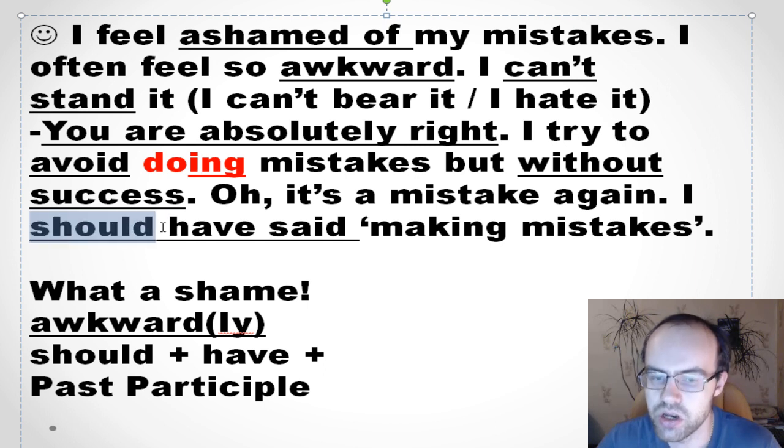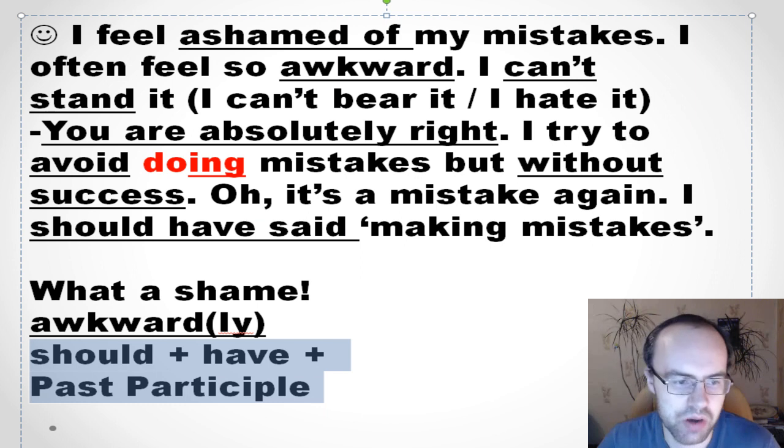So if you want to use "should" in the past, you need to use "should have" plus the third form, or "should have" plus past participle. What a shame, really. "Should have" plus past participle. It's what I was talking about.